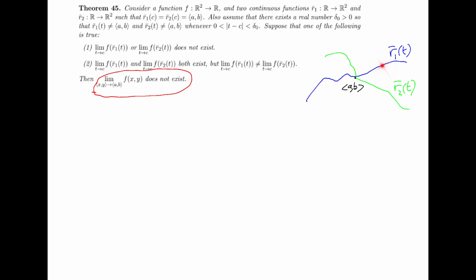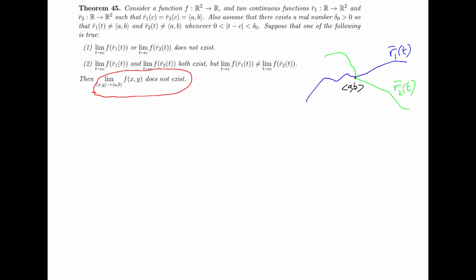The other possibility is that the limits along both of the paths do exist, but they could be different. For example, the limit along the blue path could be 4, and the limit along the green path could be 7. This is part 2 of the theorem, which states that if the limits exist but are different, then we can also conclude that the limit for (x,y) going to (a,b) of f(x,y) does not exist. And so there are two possibilities where we can use this theorem in order to prove the non-existence of limits. Okay, so now how does this work in practice?